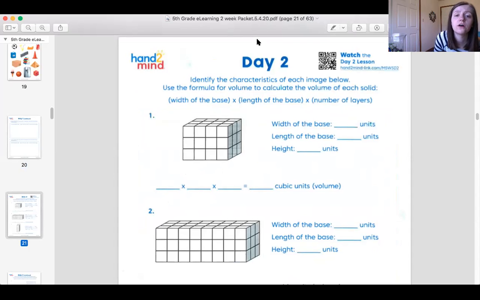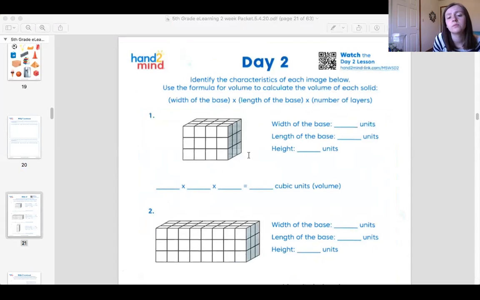This page you're going to solve just like the ones that I showed you. If we look at this example here, the width is going to be 1, 2, 3. It's 3 deep or 3 wide, right? It's 1, 2, 3, 4 cubes long.